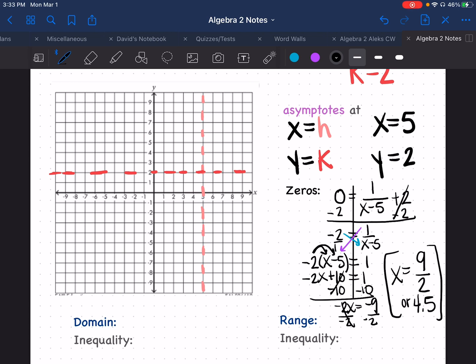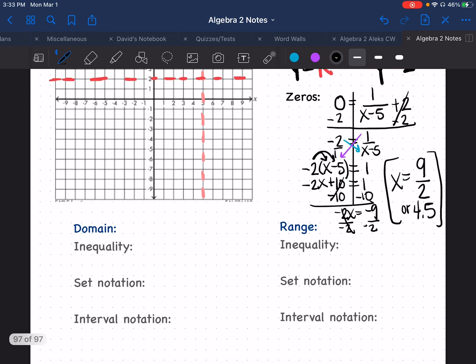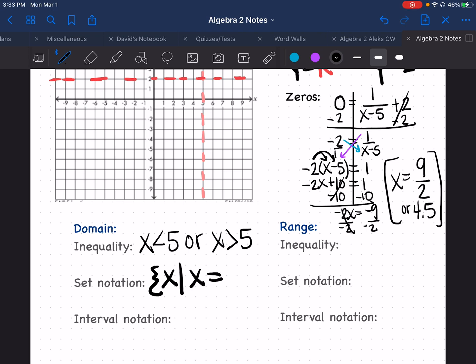All right, my domain and my range. Now remember, my domain goes with my x value, which is 5. So it's everything but 5. So x is less than 5 or x is greater than 5. That's how you always write it as an inequality. In set notation, you would do your squiggle x such that x does not equal 5. That's all you've got to do.